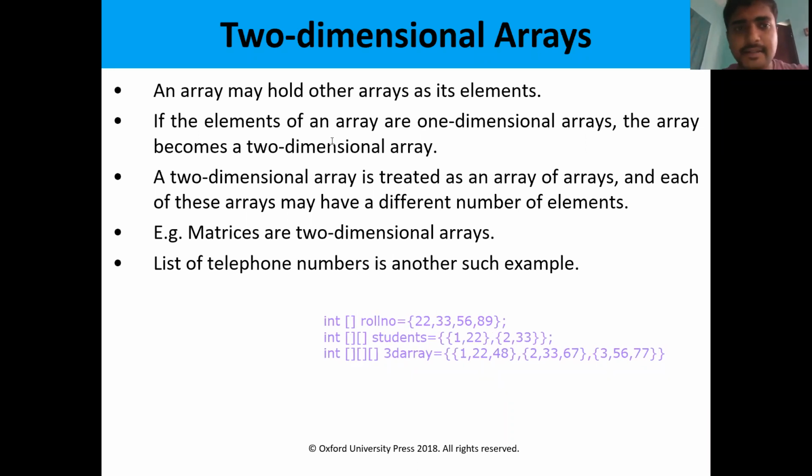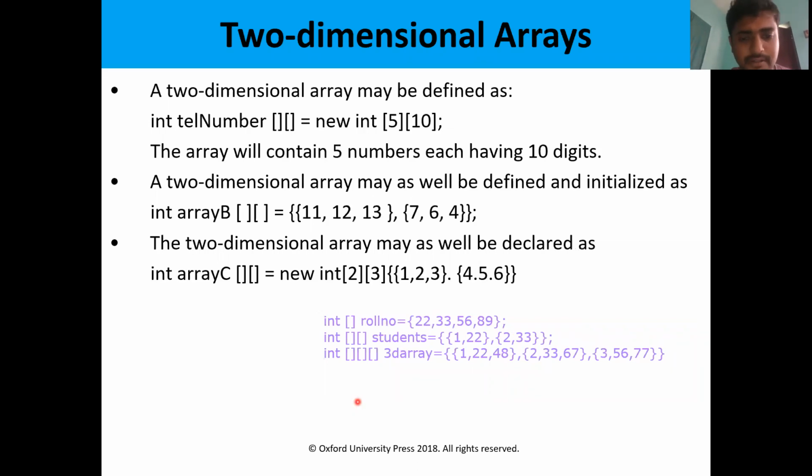So let us see some variations in the two-dimensional arrays. Generally, two-dimensional arrays are used for defining matrices and operations on matrices. Let us see one example, then we'll get to know. A two-dimensional array is defined like this.